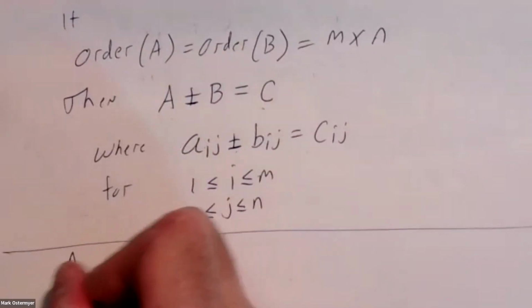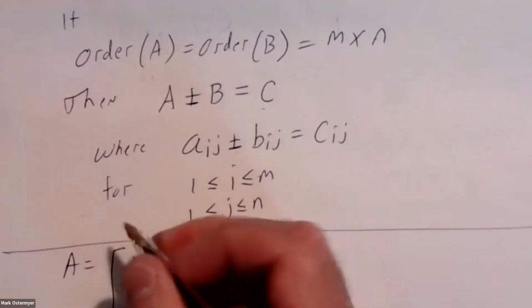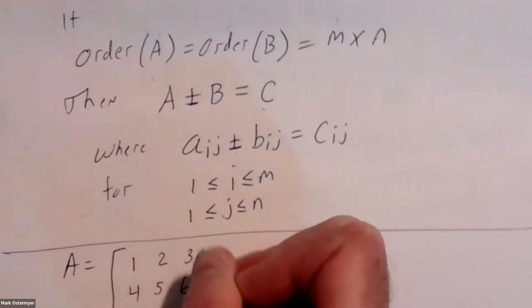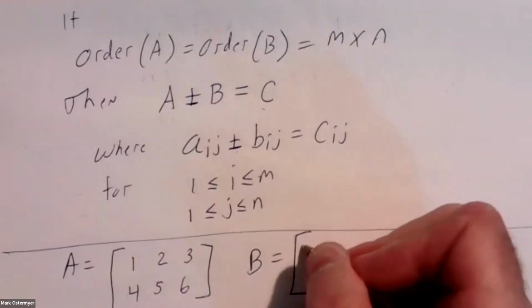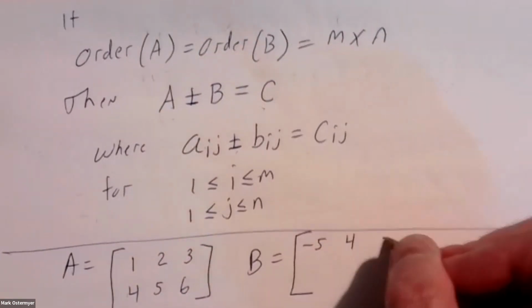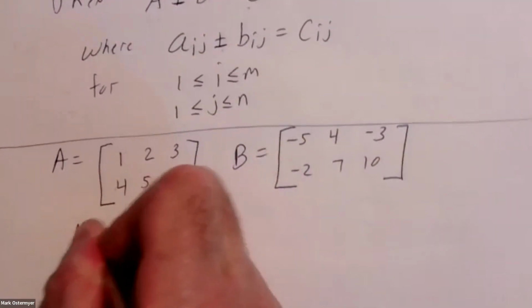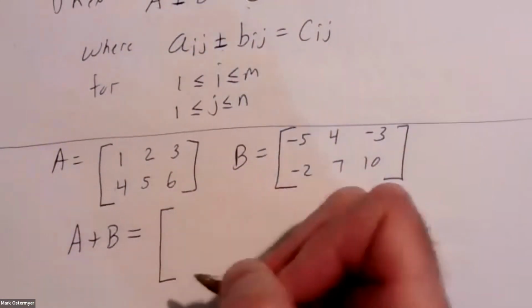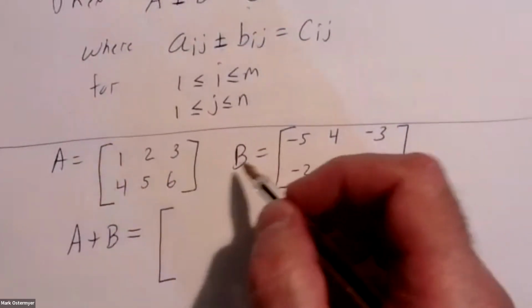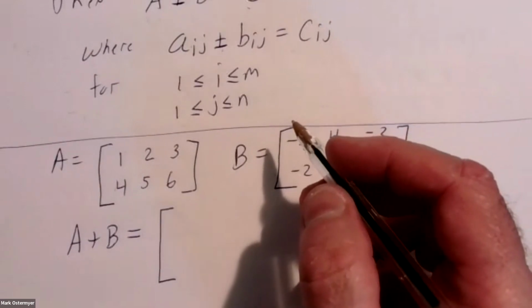All right, so let's look at an example. Suppose that matrix A is this 2x3 matrix consisting of these entries. And suppose matrix B is also a 2x3 matrix consisting of these entries. So what would be A plus B, matrix A plus B? Well, since these both have the same order, namely 2x3, we can add them together. And we add them together by adding corresponding entries together.